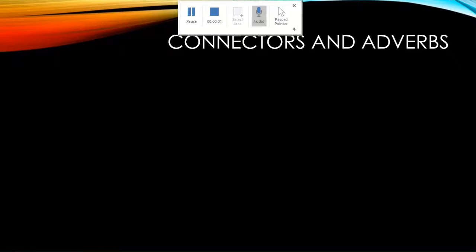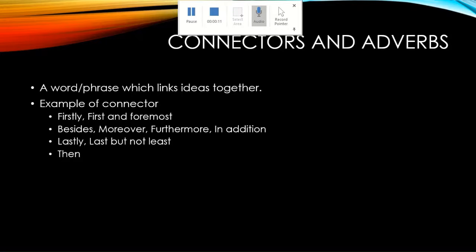Let's talk about connectors and adverbs. These are our daily words to link ideas together. Want to start with the first idea? We can use firstly and first and foremost, introducing the following ideas, besides, moreover, and furthermore, and introducing the final idea of your writing, lastly, and last but not least. We can also use adverbs like too and also to introduce additional ideas.